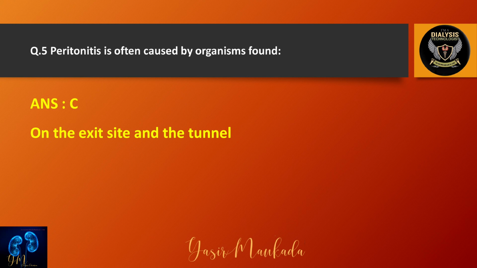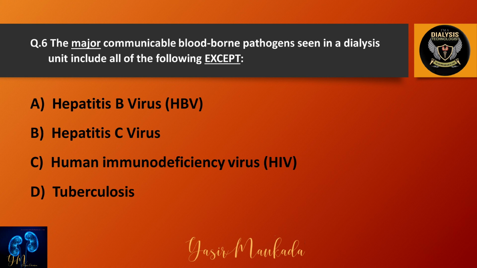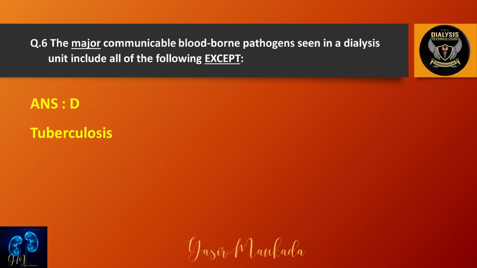So the correct answer is option C, on the exit site and the tunnel. Next question is, the major communicable blood-borne pathogens seen in dialysis unit include all of the following except: option A, hepatitis B virus; option B, hepatitis C virus; option C, human immunodeficiency virus; and option D, tuberculosis. The correct answer is option D, tuberculosis.